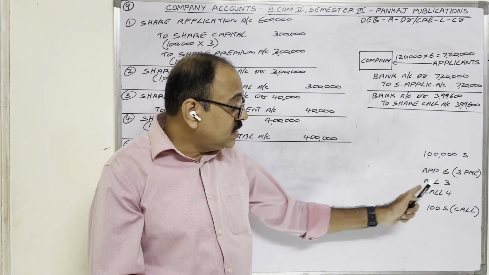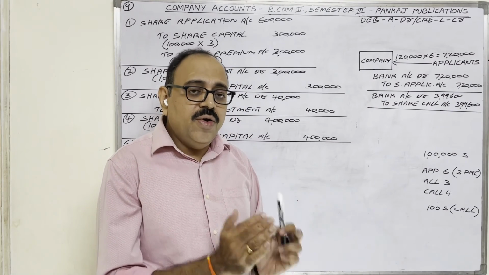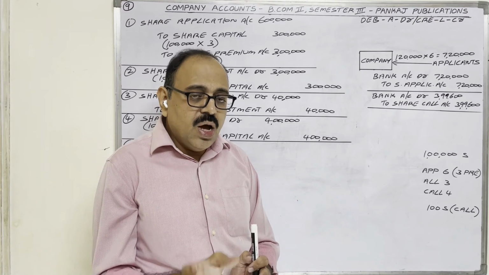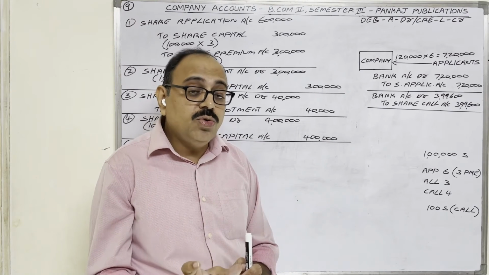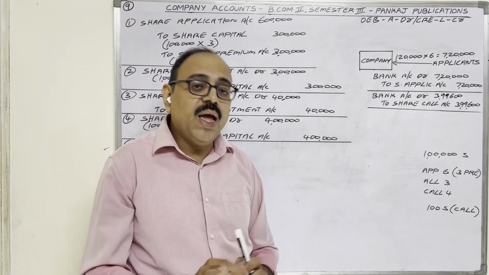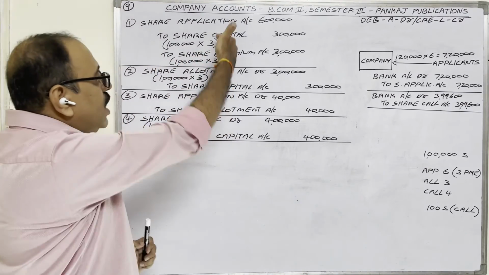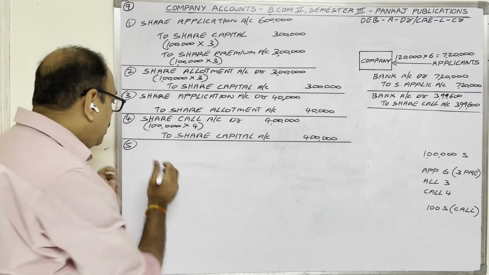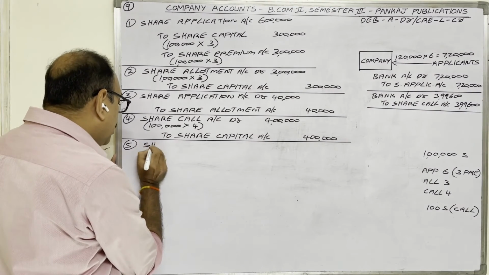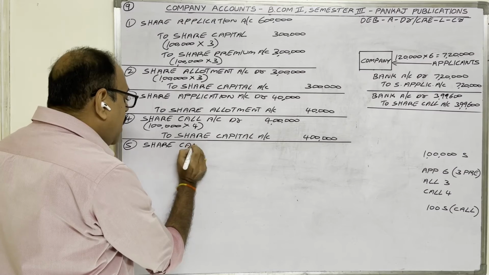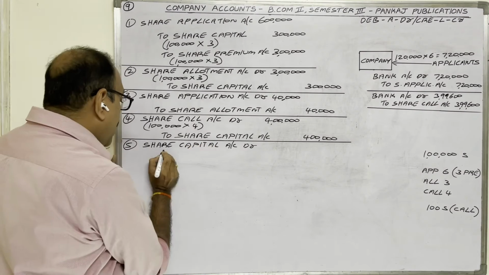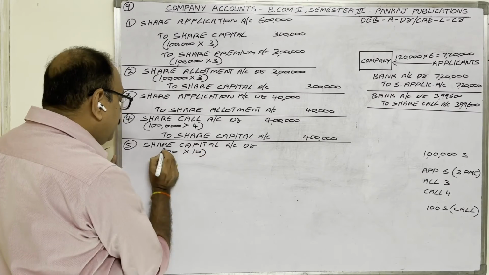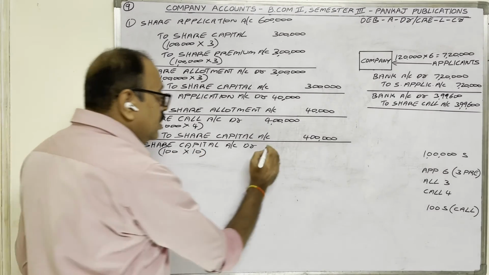Now 100 shares are cancelled. Therefore, 100 shares into 10 rupees, the face value of 1 share, 1000 rupees from share capital we have to cancel now. By crediting, we have created share capital account. If you want to cancel, you have to debit. Therefore, debit share capital account with 1000 rupees. Share capital account debtor. 100 shares we are cancelling. On 1 share, face value is 10 rupees.